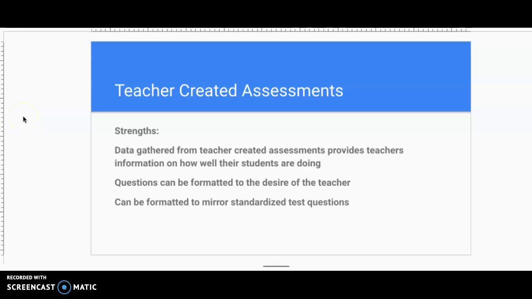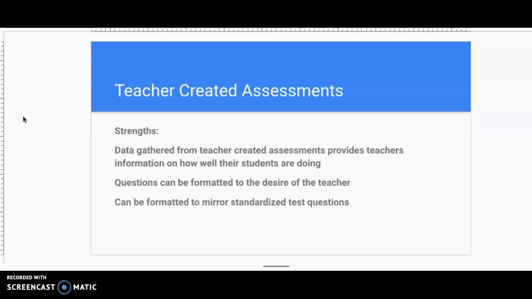So some strengths of teacher-created assessments. First of all, the data gathered from the teacher-created assessment does provide us as teachers information on how well our students are doing. So in other words, especially with those formative assessments, we really get to see, are students mastering the content as we're going through it, or do we need to stop and maybe go back and reteach and then do some reassessing? The goal would then be to have everything ready to go for when we give that end of unit common summative assessment.